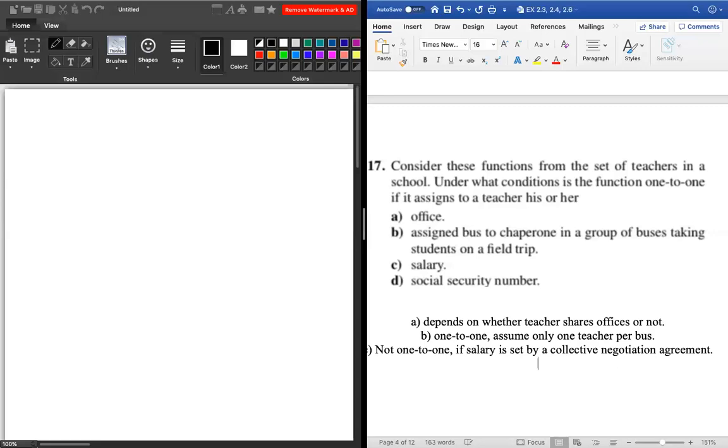Part number D here is social security number. Because every person has a unique social security number, it's one-to-one. So there is no condition, it's always one-to-one.